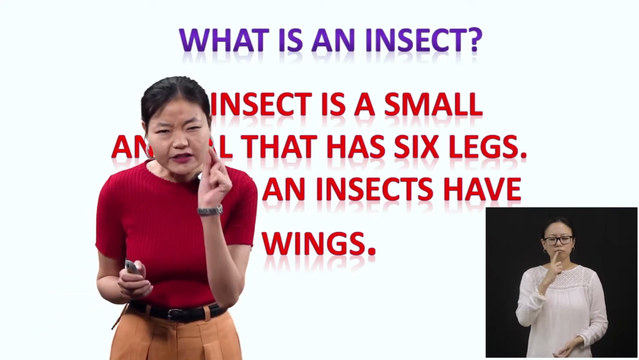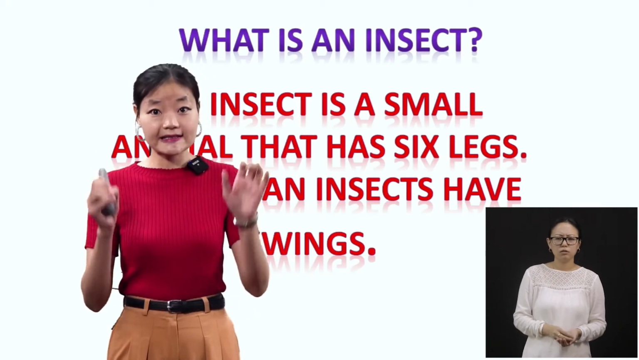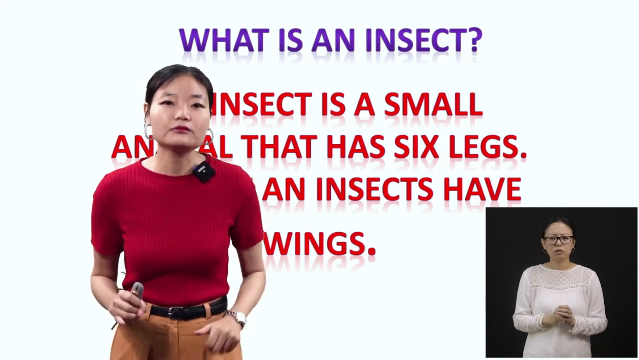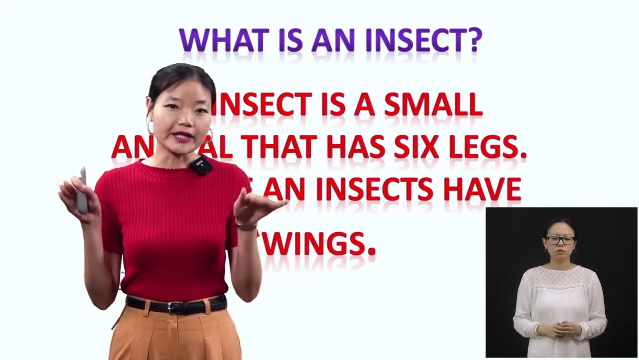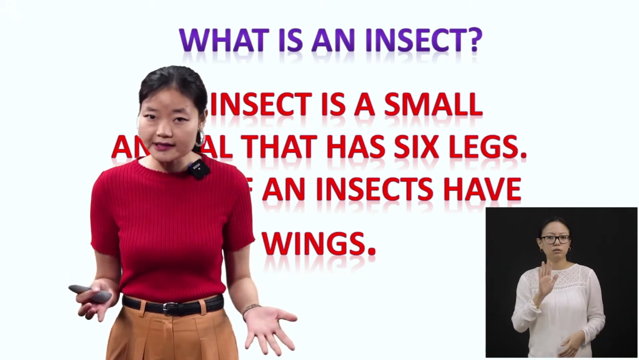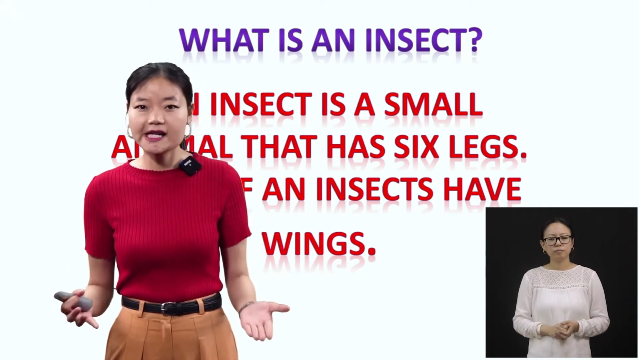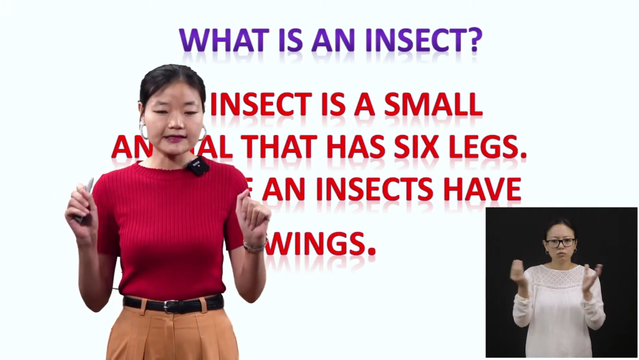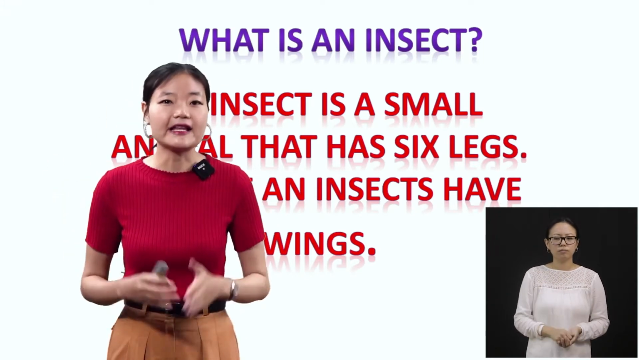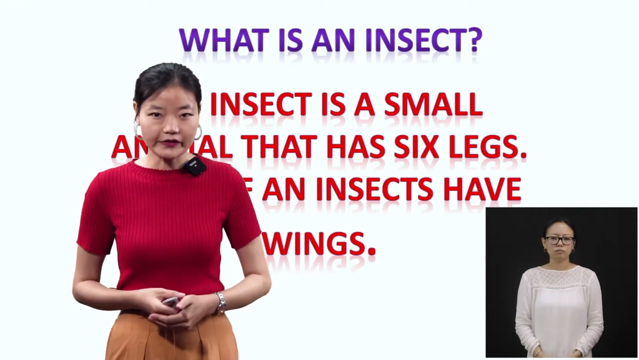So an insect is a small animal, or we can also say a tiny animal, which has 6 legs. And most insects have wings, all right? But some don't have wings, but they also come under the category of insect. But most insects have wings and 6 legs, and that is how they come under the category of insect, all right?